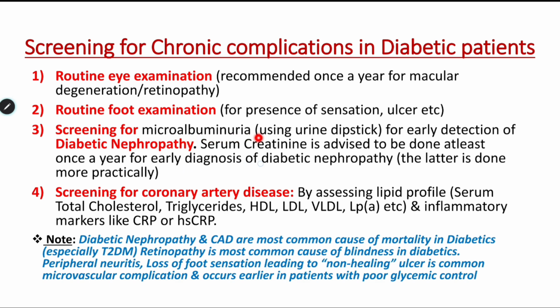Screening for microalbuminuria using urine dipstick for early detection of diabetic nephropathy, or you can just monitor serum creatinine yearly, at least once a year for early diagnosis of diabetic nephropathy. So serum creatinine yearly is advised to monitor for diabetic nephropathy. Screening for coronary artery disease by assessing lipid profile, a complete lipid profile with total cholesterol, triglycerides, HDL, LDL, VLDL, lipoprotein A, and inflammatory markers like CRP or hsCRP.